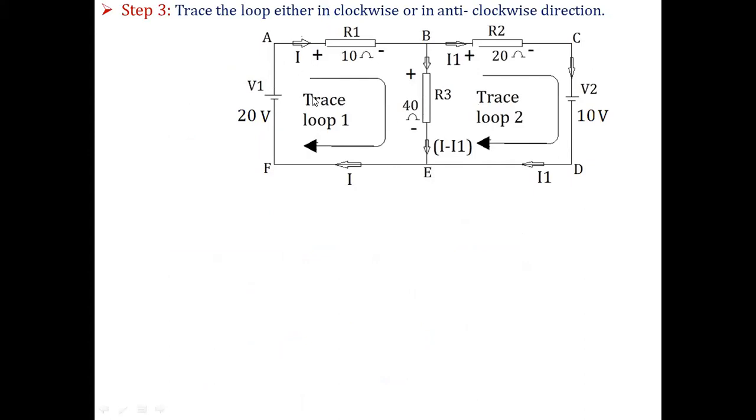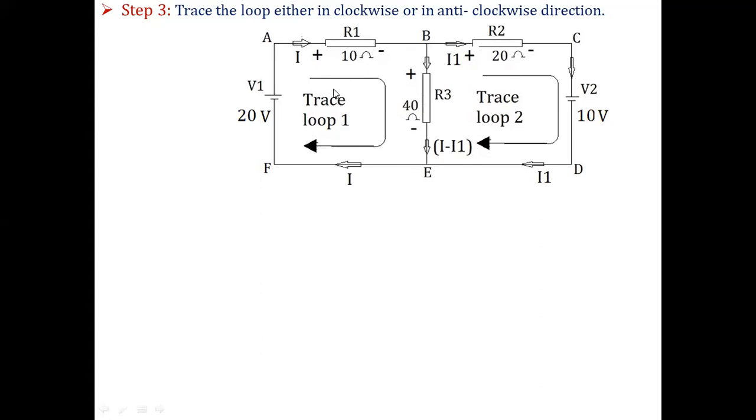Based on this, this is the loop trace. We are considering this in the clockwise direction. Here also both we assumed the clockwise direction only. So the loop trace and the current direction are both in the same direction. According to the current direction only we have to trace the loop here.